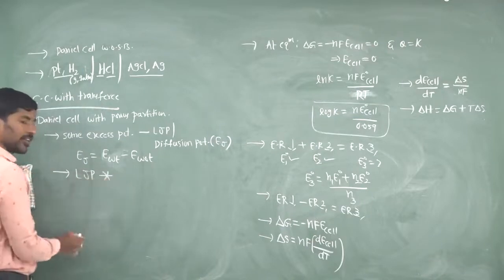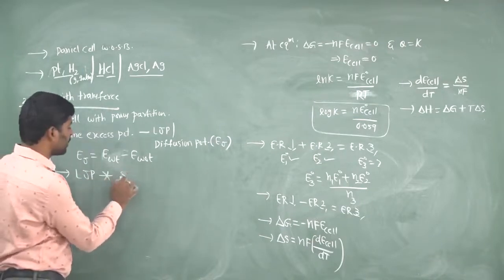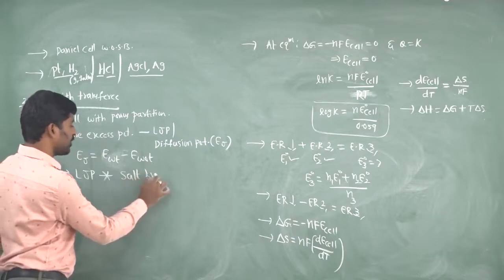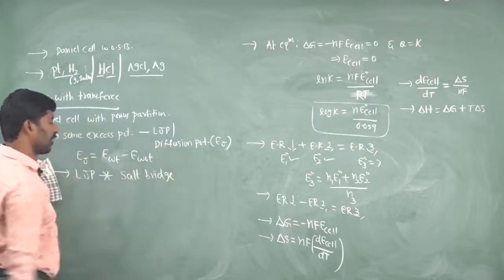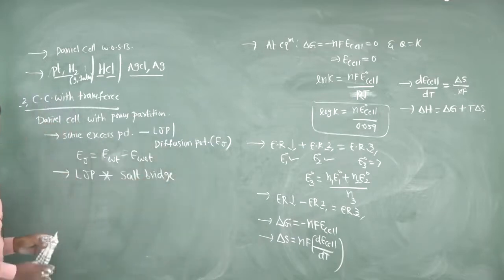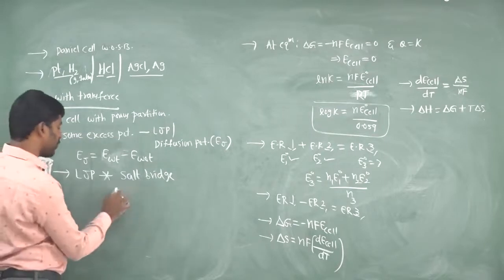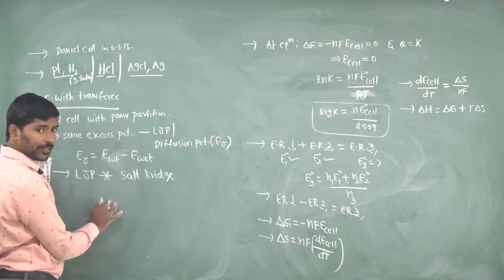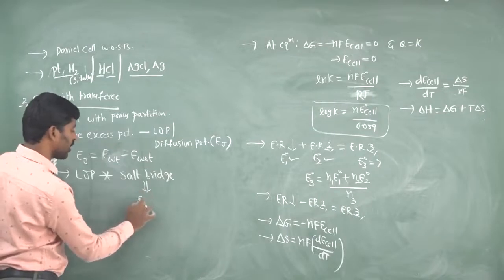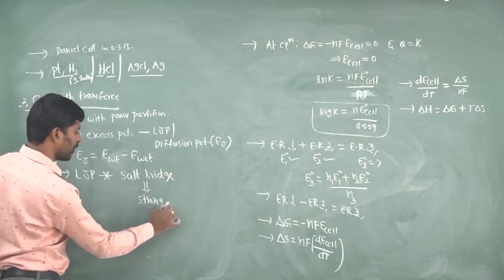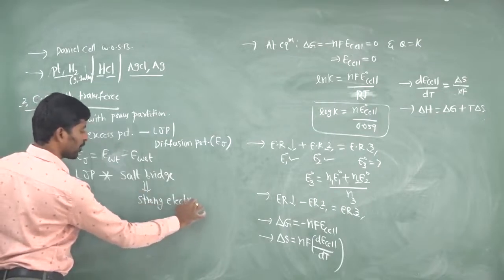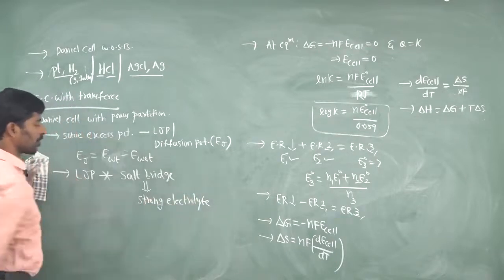Liquid junction potential can be eliminated by using a salt bridge. In a salt bridge, do we use a strong electrolyte or a weak electrolyte? Strong electrolyte. A high concentration of strong electrolyte is used.